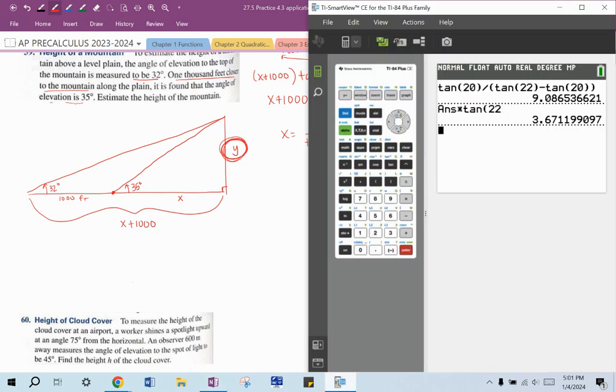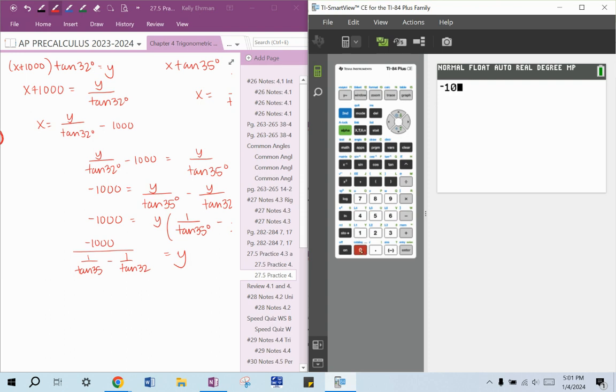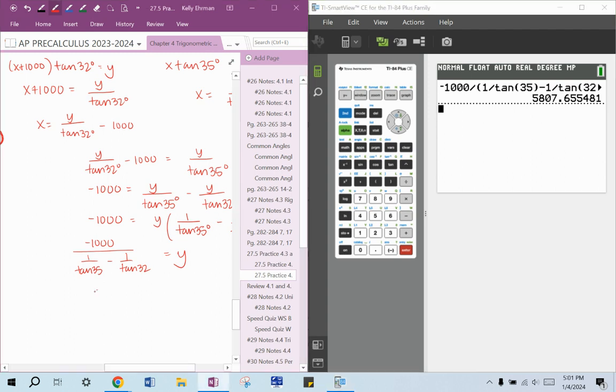Okay, so we hop over to our calculator. Negative 1,000 divided by parentheses for the denominator, 1 over tangent of 35, close the angle, minus 1 over tangent of 32, close the angle, close the bottom parentheses, and that's my approximation for y.